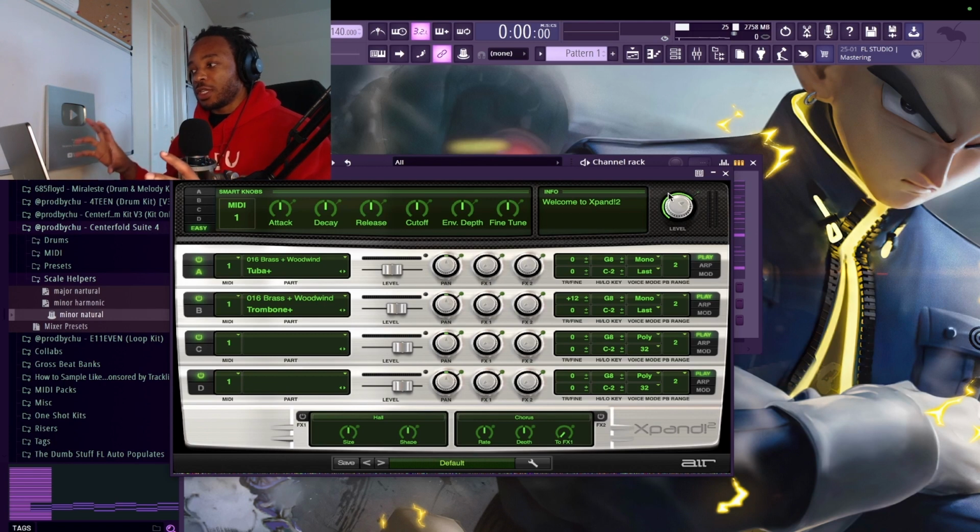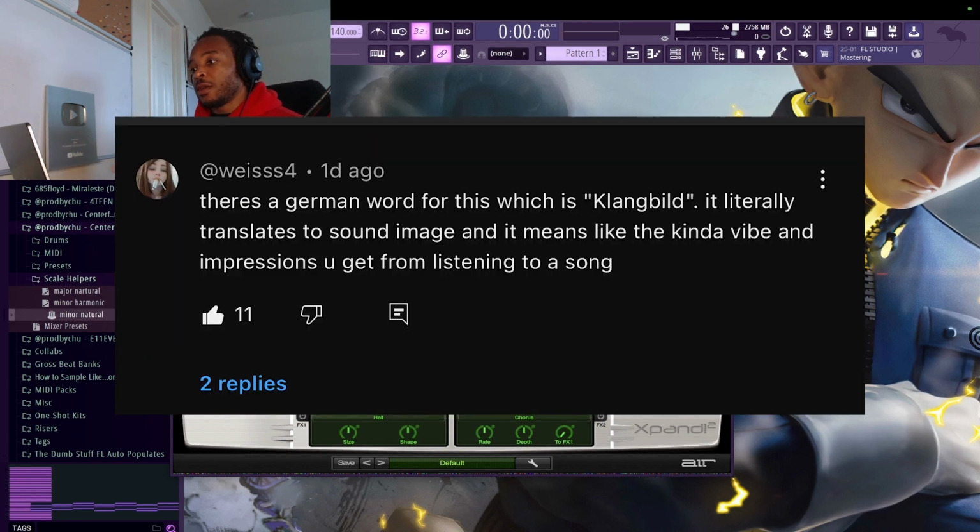And there were a couple of really good ways that people explained it, especially this one person who said there was a German word for it. So I'll put a screenshot up of that now. But that's the purpose.